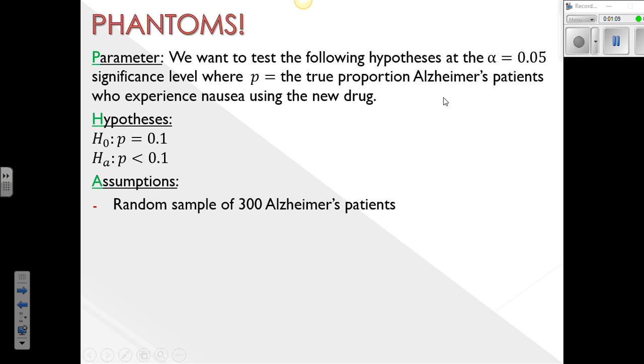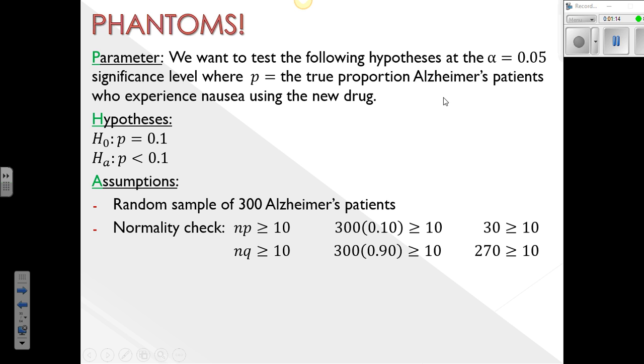Next. Normality. How do we assess normality? np is greater than or equal to 10, nq is greater than or equal to 10. Remember, we're using the 0.1 and the 0.9, not the sample proportion. Remember, if you know p, use it. If you don't know p, use p hat. Does that make sense? Yes.